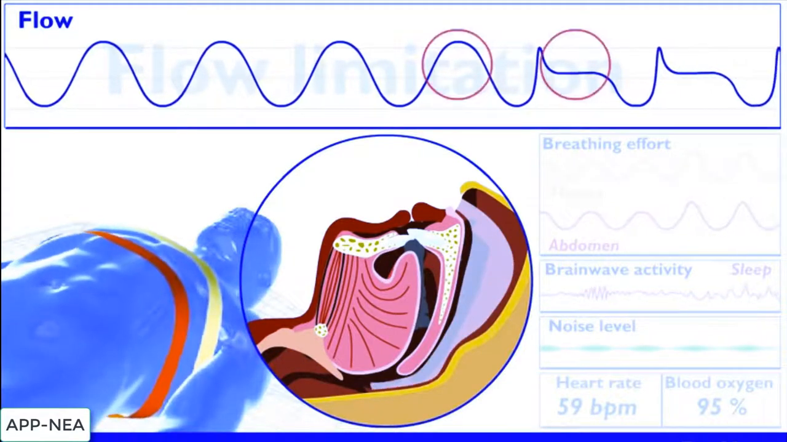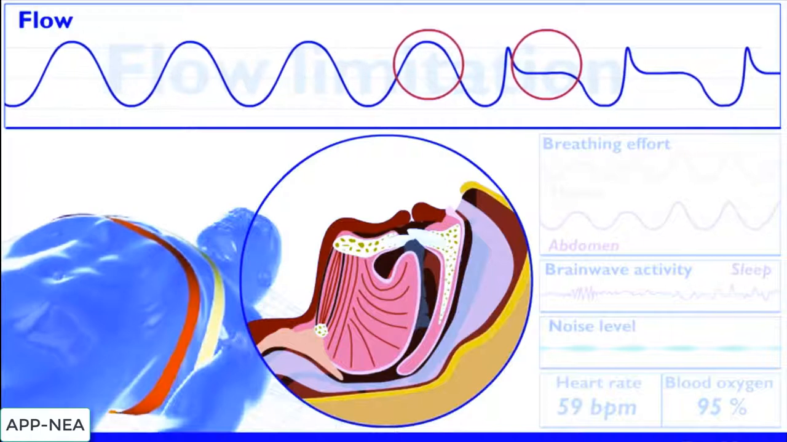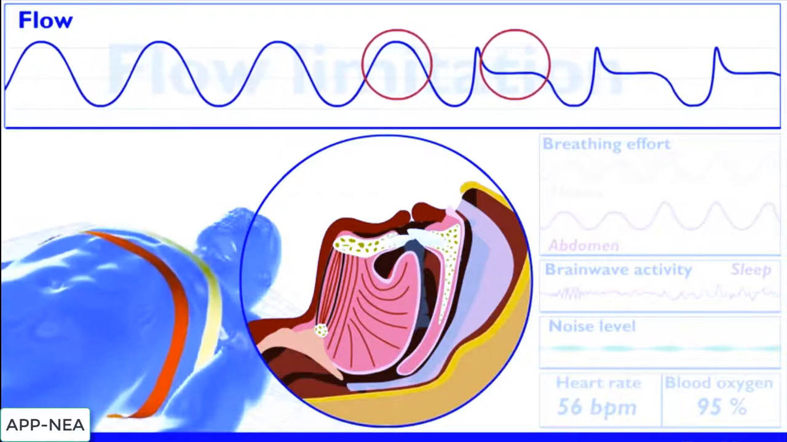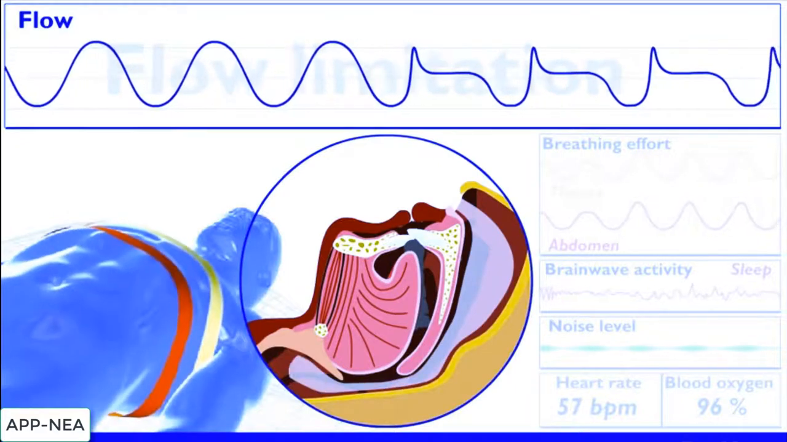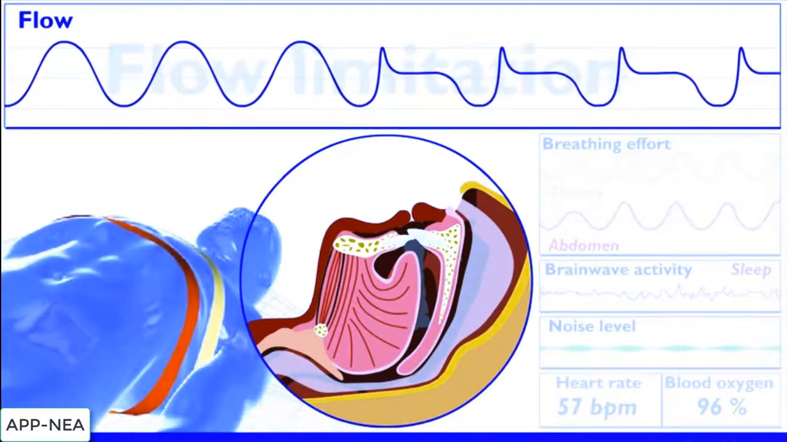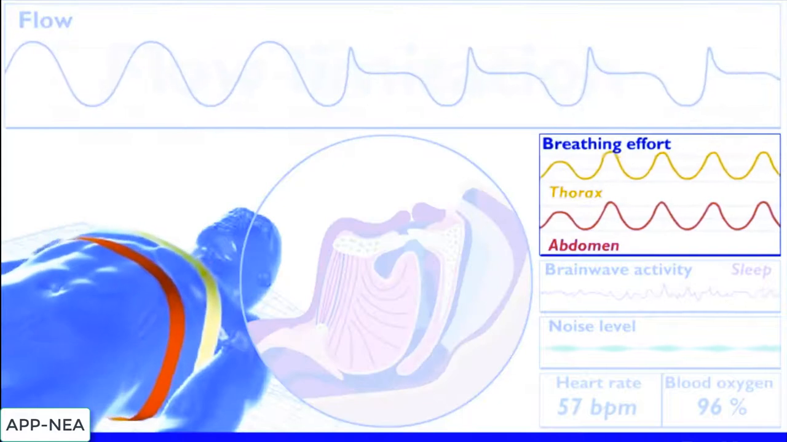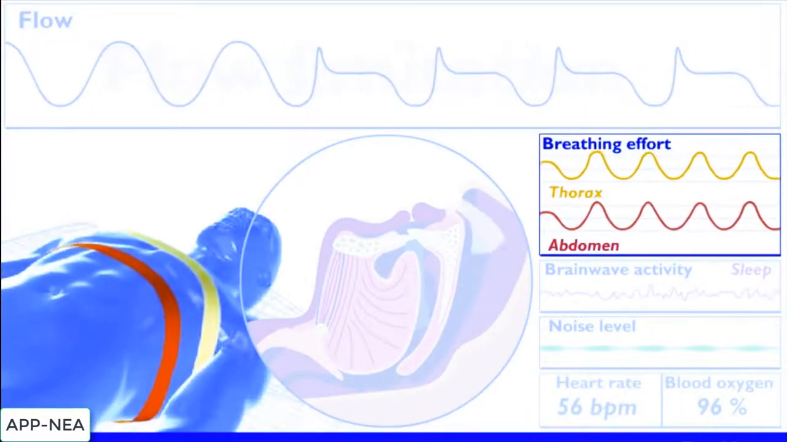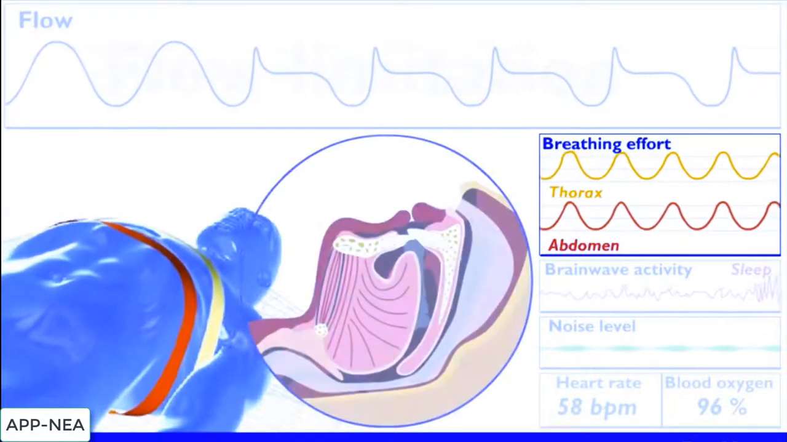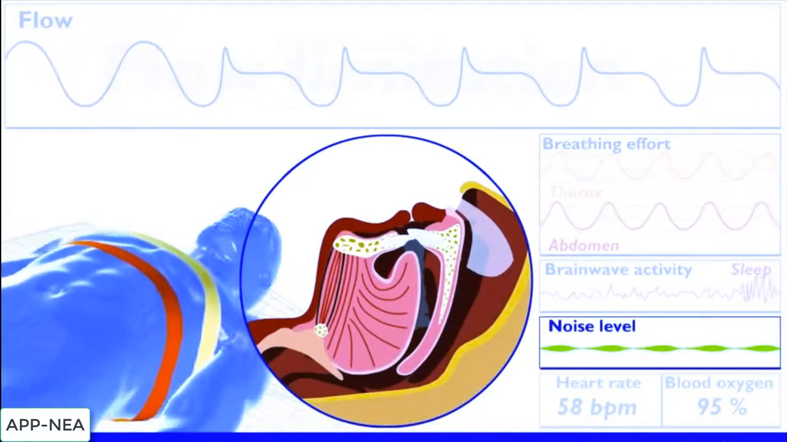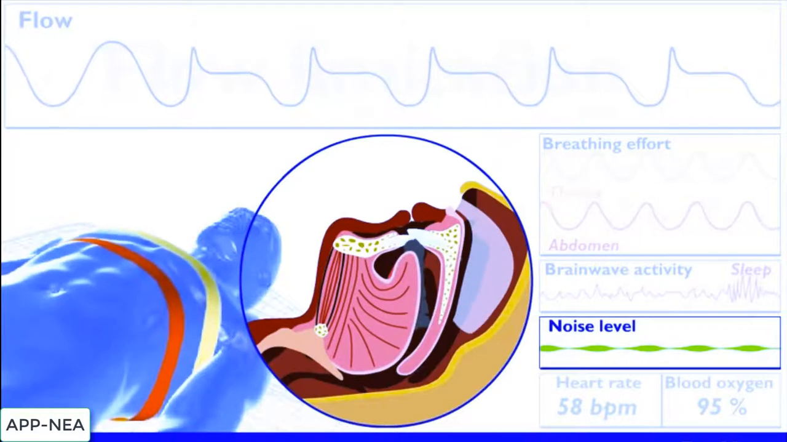The airflow curve now has a characteristic chair-like shape. The middle of the curve looks flatter than it does for normal breathing. The flow at this point is being limited by the restricted airway. As these breathing effort traces show, our model is working harder to breathe. Despite the flow limitation, the sounds of breathing are still fairly normal.